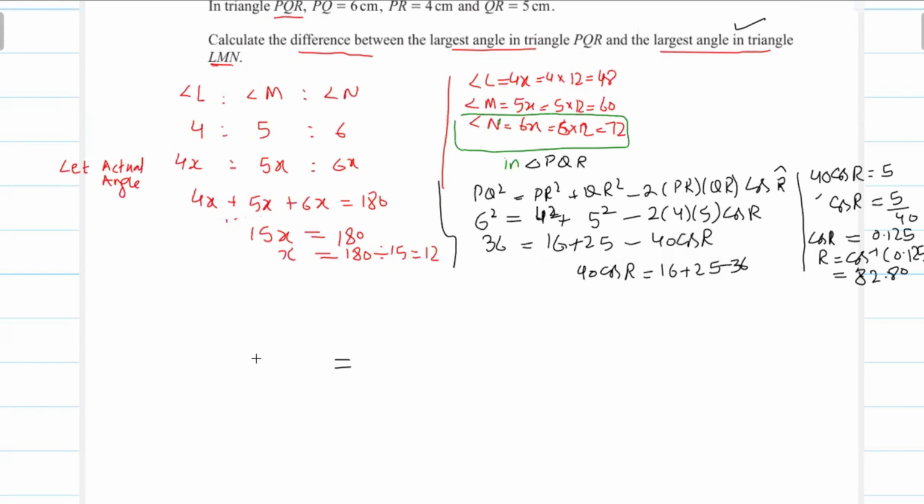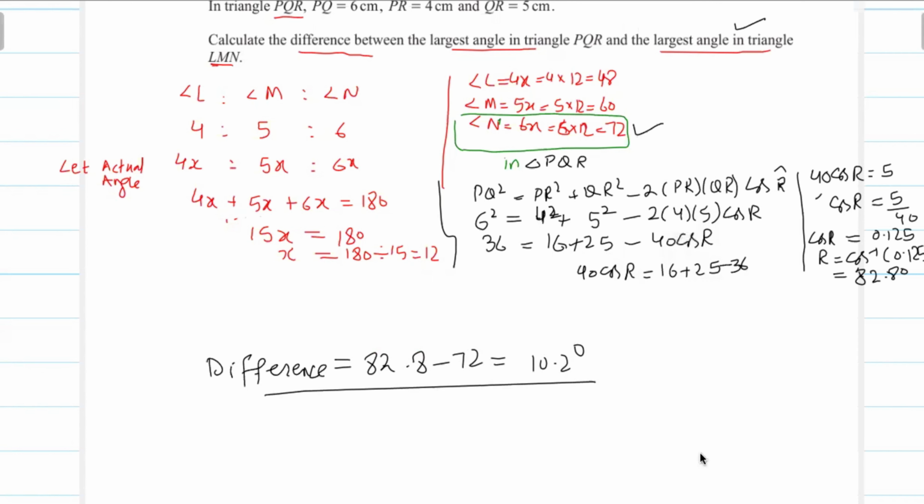Now we have to calculate the difference between largest angle of PQR and the largest angle in LMN. Therefore, the difference of these largest angle you see here. Therefore, we write 82.8 minus 72 degree. This will be equal to 10.2 degree, and this is the difference.